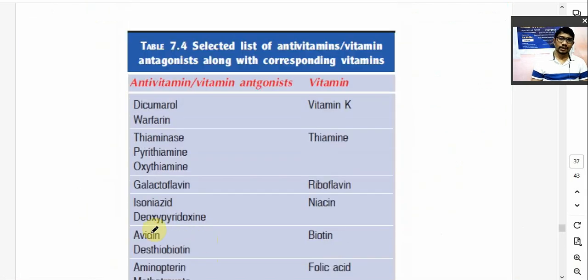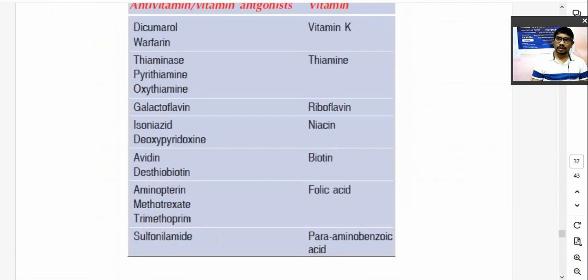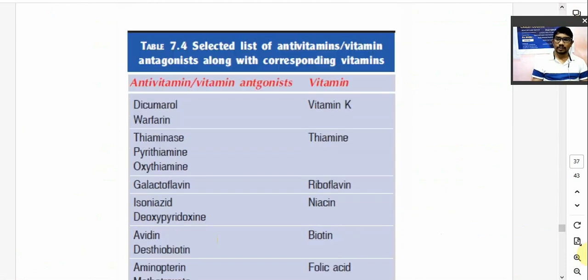नाउ सिलेक्टेड लिस्ट ऑफ एंटीविटामिन्स एंड विटामिन एंटागोनिस्ट. ठीक है, तो विटामिन एंटागोनिस्ट कौन है और विटामिन क्या है? तो विटामिन के का एंटागोनिस्ट कौन है भाई? अपन ने देखा है कोगुलेंट, डाइकामेरोल एंड वारफेरिन. दे आर द विटामिन के एंटागोनिस्ट.